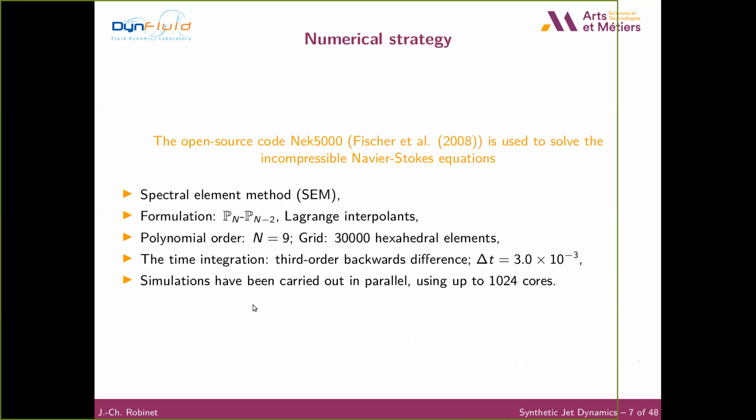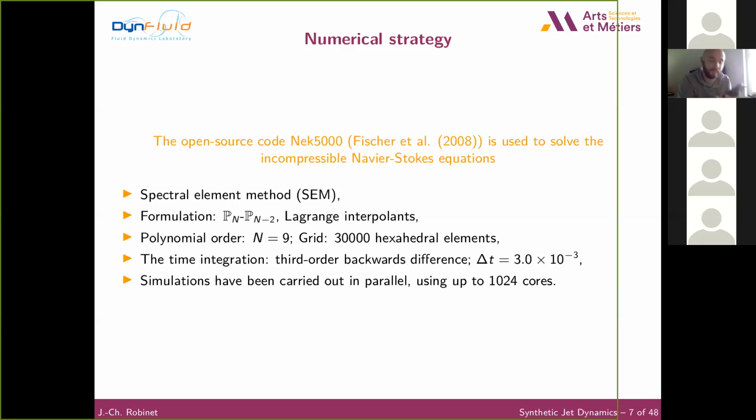To solve the incompressible Navier-Stokes equations, I use Nek5000. This code is an open source code developed by Fischer at Argonne Laboratory. It uses a spectral element method. The formulation used here is PN-PN-2 with Lagrange polynomials. In this study, the polynomial order is 9, and the grid is 30,000 hexahedral elements. The time integration is a third order backward difference, and I use 3×10^-3 for the delta t. The simulation has been carried out on a parallel supercomputer, and I use more than 1,000 cores to compute this flow.